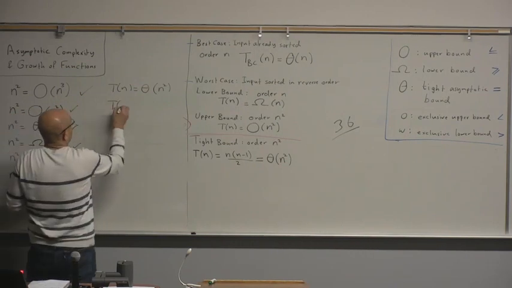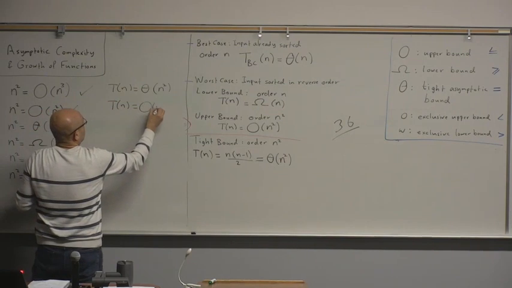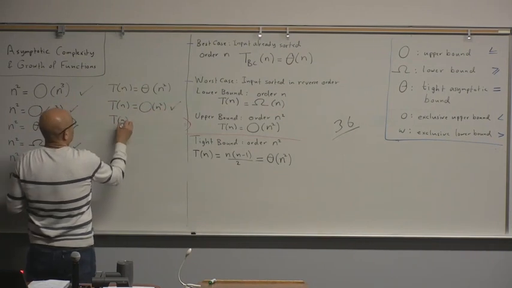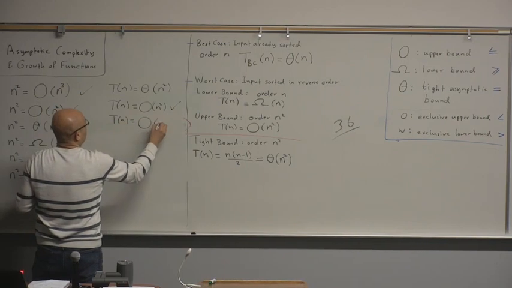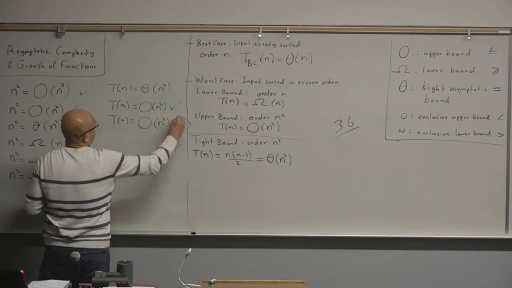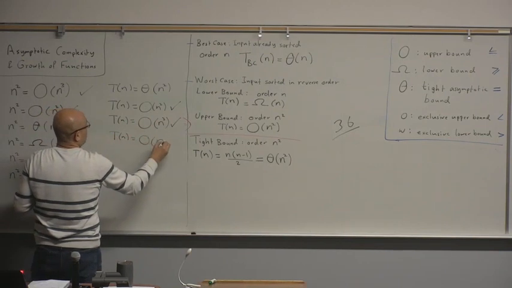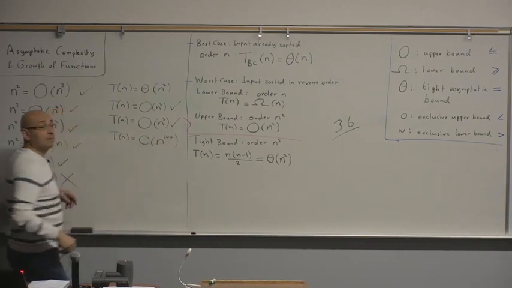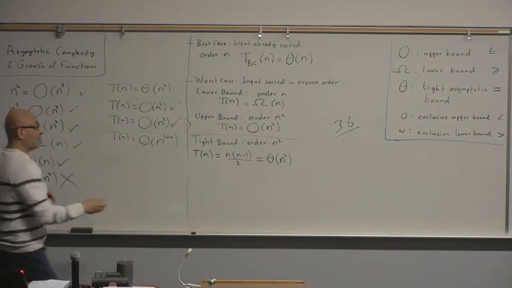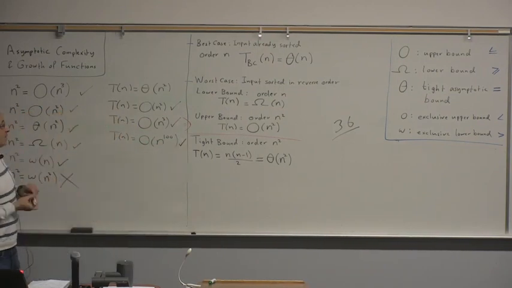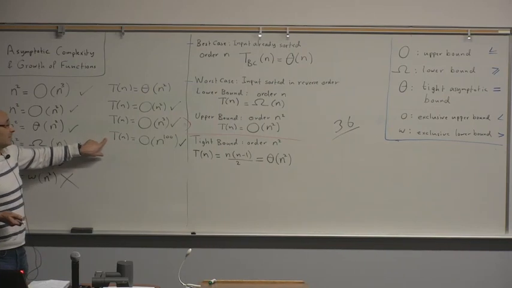But if we use them, it will not be wrong. So we can say T(n) = O(n squared). This is correct. You can say T(n) = O(n cubed). This is correct. And T(n) = O(n to the power 100). This is correct. Now, this is correct, but how useful is it? It's not very useful.